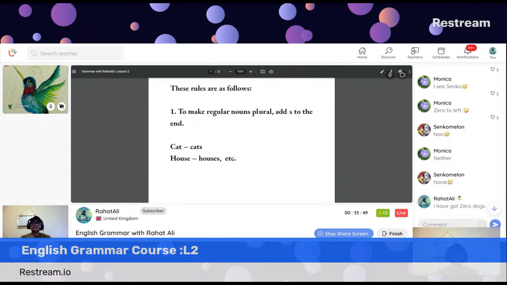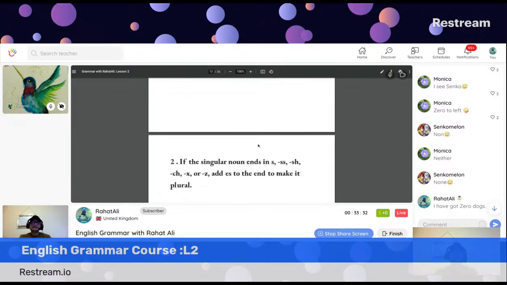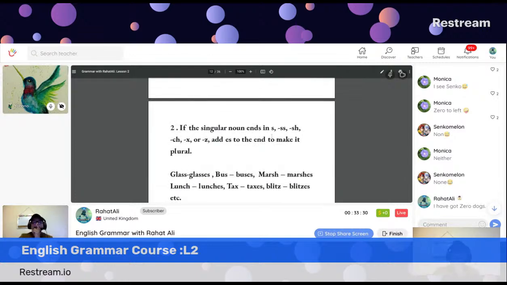House, houses, when we use house as a noun or adjective. Now, if you use house as a verb, like they need good housing from the government, or government should provide us housing or shelter. Okay, now this. If the singular noun ends in S, double S, or SH, CH, X, or Z, in British English we call it Zed, Americans say it Zee. Okay? I'm sure you know that. Zed and Zee.